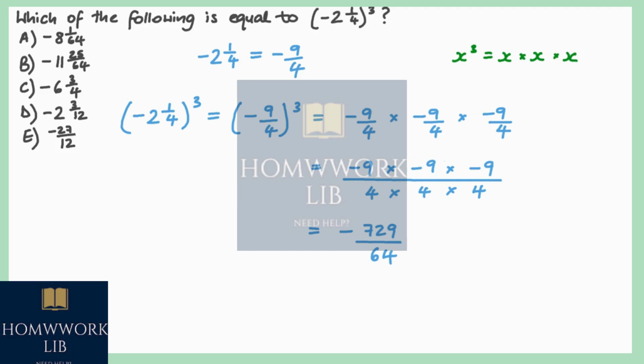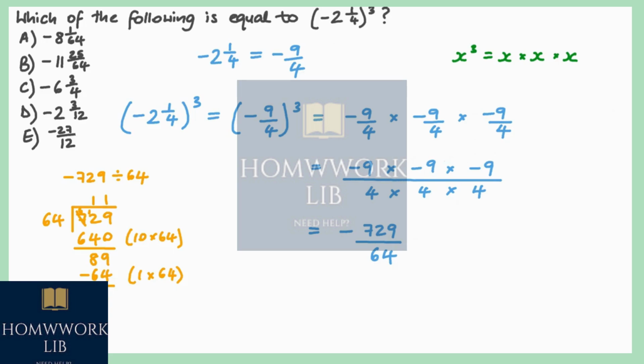And now we put our answer into a mixed number form, since that is the form given in the question and in the answer options. To do this, we need to work out how many times 64 goes into negative 729. Our calculation in this case would be negative 729 divided by 64, which we can do without a calculator using a long division method. We can work out 729 divided by 64 and then restore the negative into our answer at the end. Using the division method, we can see that there is a whole number answer of 11 and a remainder of 25.